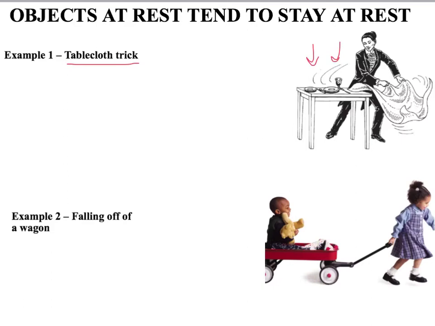So the place setting is at rest, and it's going to tend to stay at rest. And that's because of Newton's first law of motion. Another example of objects at rest tend to stay at rest could be like with a wagon. I've seen my kids do this, and I remember doing this as a kid.